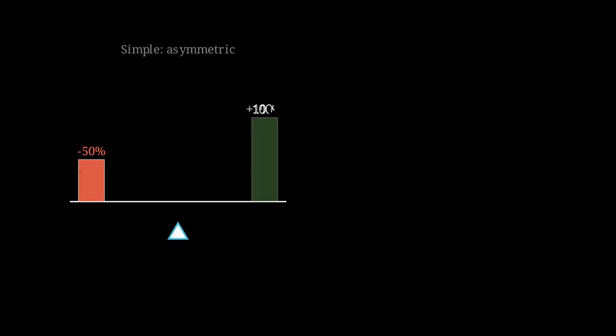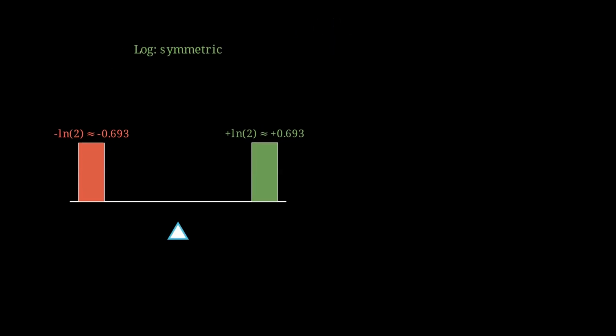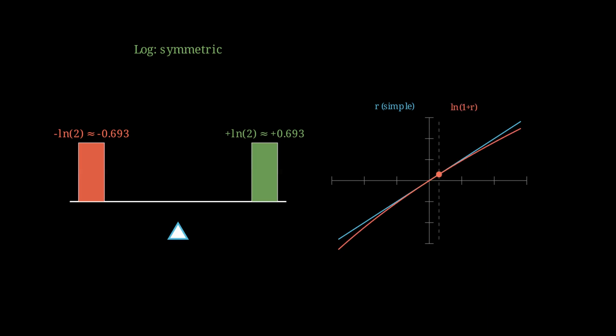Log returns also fix a symmetry problem that simple returns have. A 100% simple return doubles your money. To lose that gain, you need a 50% drop, not another 100% drop. The two moves are not mirror images. In log return space, doubling your money is plus ln 2, approximately 0.693. Losing that gain is minus ln 2, approximately 0.693. Equal and opposite, as you'd want.